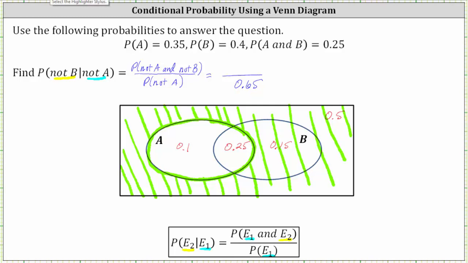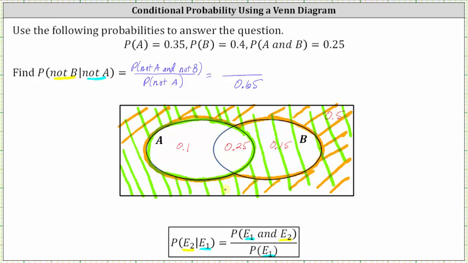Going to the Venn diagram, let's highlight the region that is not in A and not in B. That would be the region outside set A and outside set B, which is this region here, shaded in orange. And we already found this probability earlier. It was 1 minus the sum of 0.1, 0.25, and 0.15, labeled here as 0.5. The probability of not A and not B is 0.5.